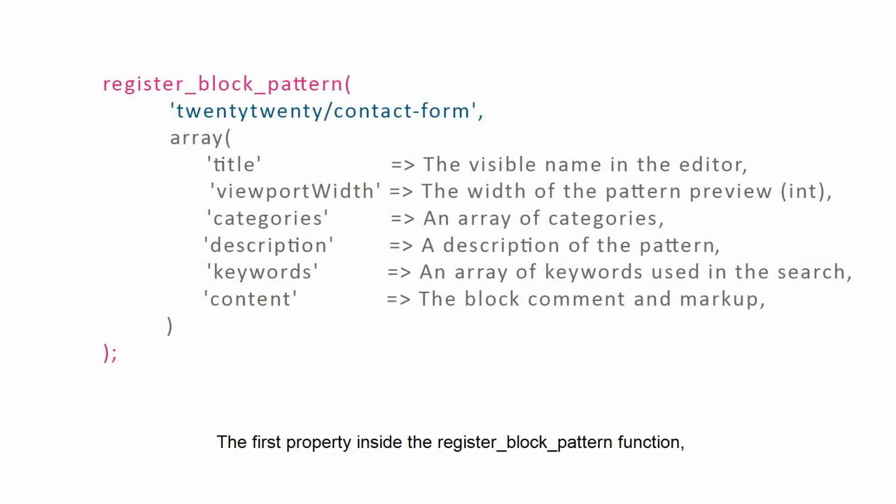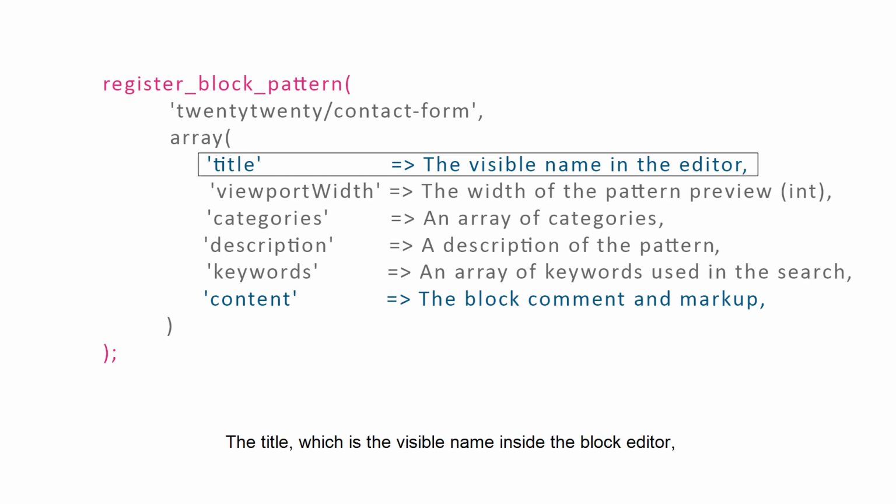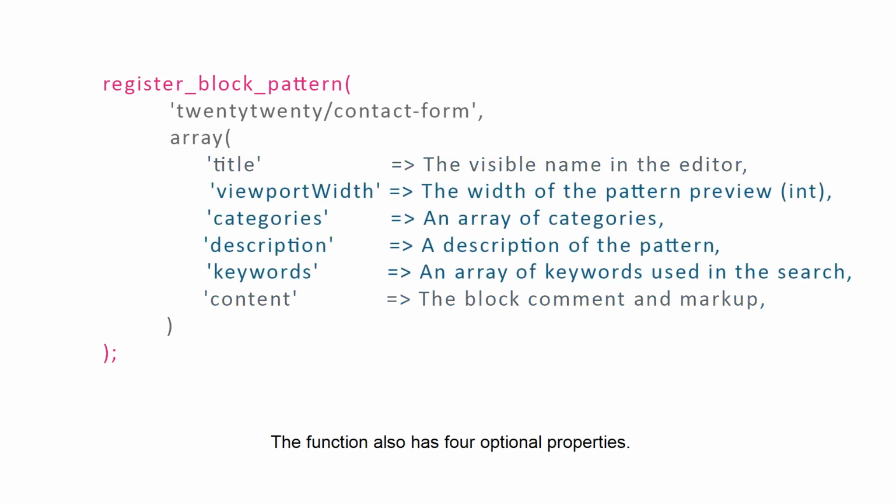The first property inside the register block pattern function is a unique name for the pattern. I'm using a prefix, which in my case is my theme slug, and the slug for the block name. This is followed by an array of properties. The required items are the title, which is the visible name inside the block editor, and the content where we place the block markup. The function also has 4 optional properties.